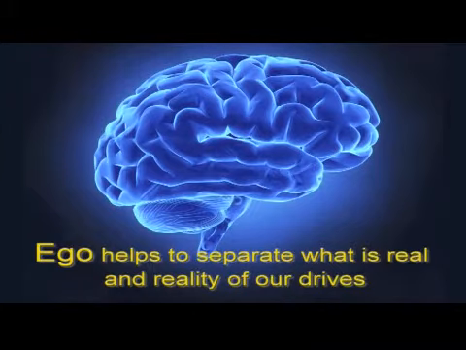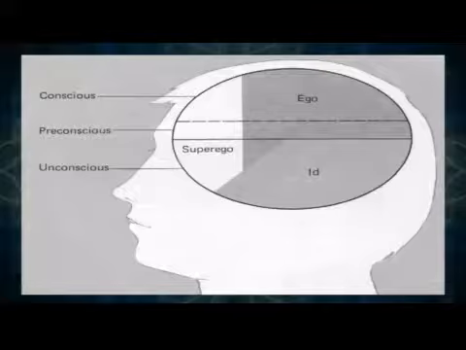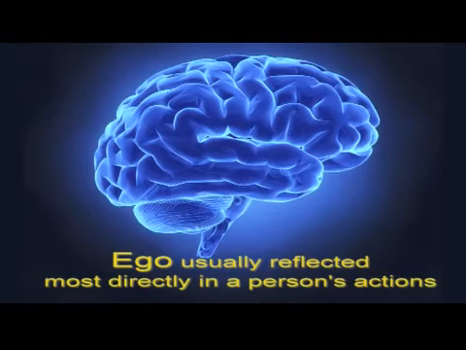It helps to separate what is real and the reality of our drives. At the same time, it is also realistic about the standards set by the superego. It tries to strike stability between the impractical pleasure principle of the id and the equally impractical moralism of the superego. It is a part of the psyche that is usually reflected most directly in a person's actions.